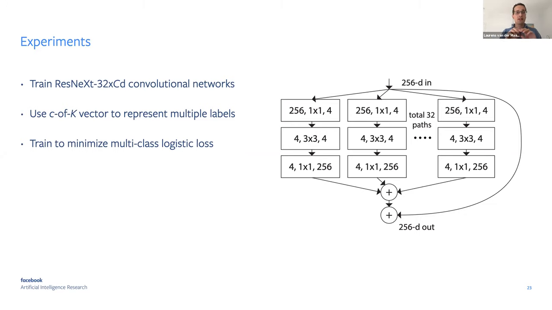And so what we do is we create a vector of length K, where K is 17,500, the number of hashtags. And we put one over C at every location that corresponds to a hashtag associated with the image, where C is the number of hashtags. So if an image had two hashtags, there would be two one-over-twos in this C-of-K vector. And now we train to minimize the multi-class logistic loss between this vector and the predictions of the models.